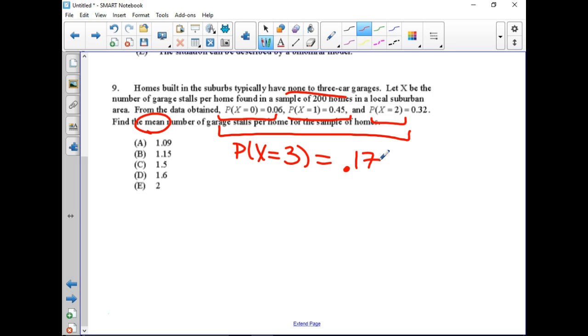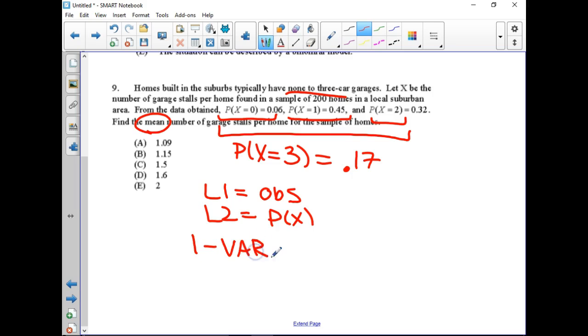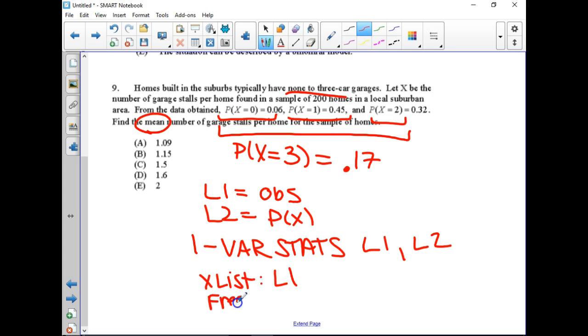Now, I want you to practice in your calculator how to get the expected value. L1 is equal to your observations. L2 is equal to your probabilities. In your calculator, you're going to do a 1 var stats. If you have the old calculator, it's L1, comma L2. If you have the new calculator, the X list, I believe it says, is L1, and then the frequency is L2, okay? So take a second to do that now, please.